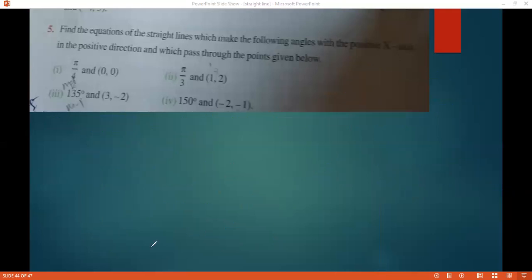Let us move to the next question. That is the sixth question. Find the equations of the straight lines passing through the origin and making equal angles with the coordinate axes.